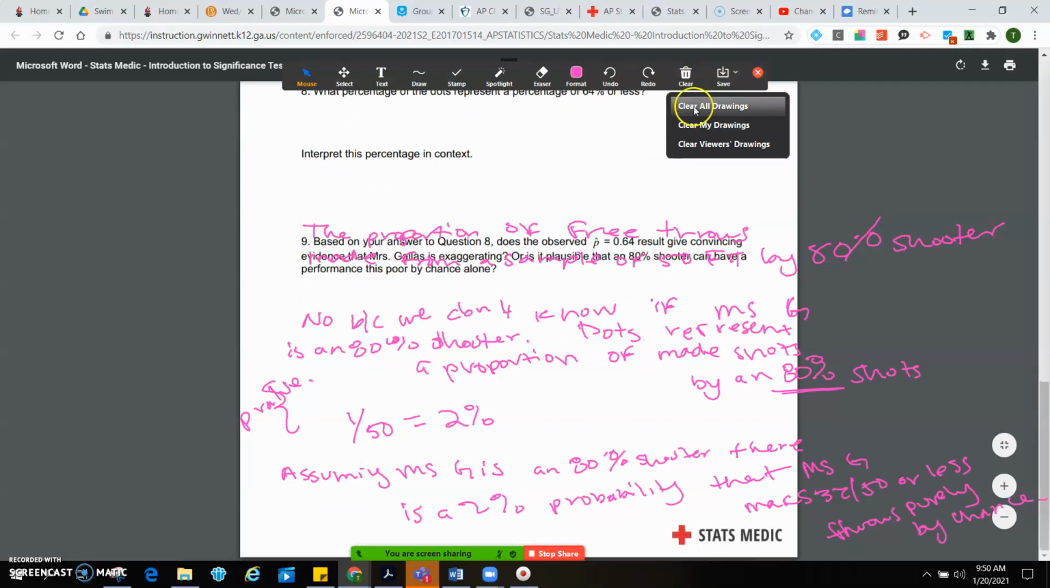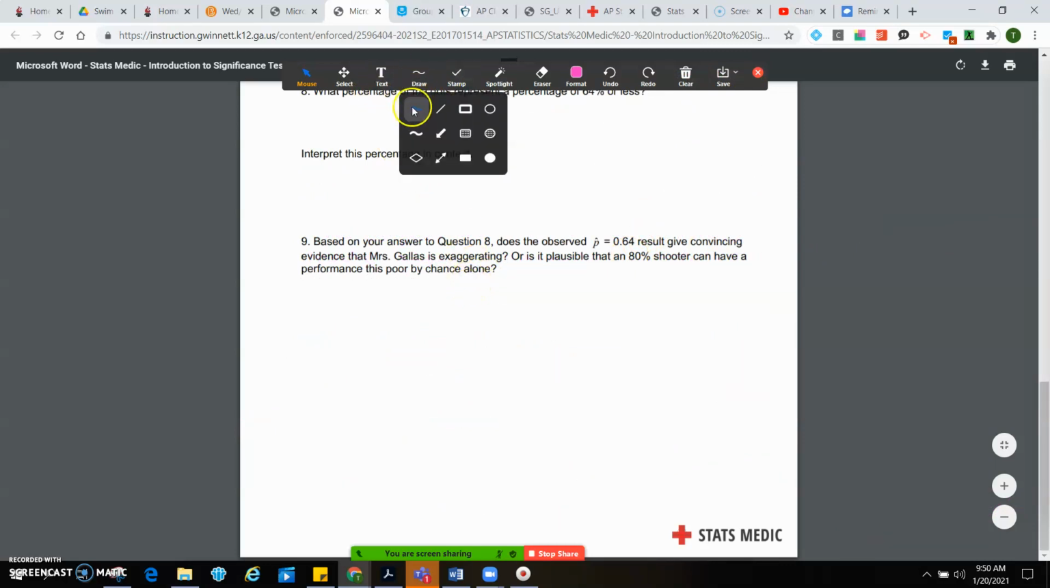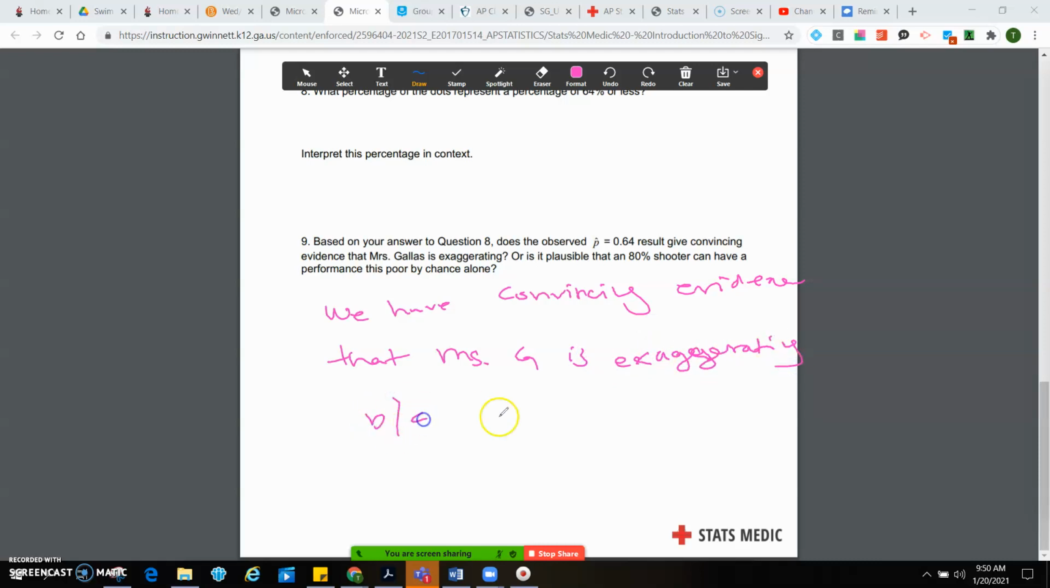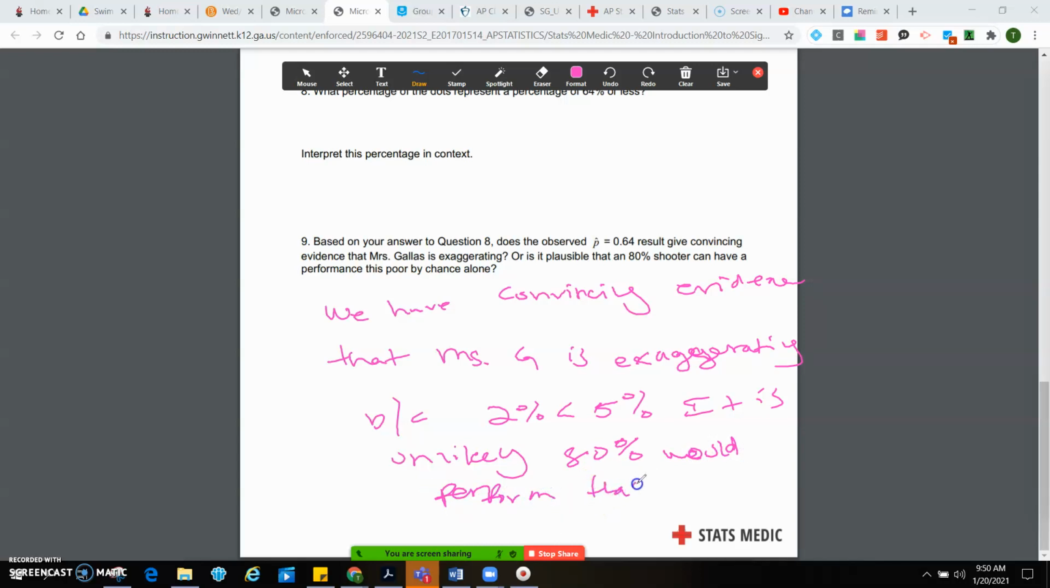And then it says on the last question, based on your answer to question 8, does the observed p-hat of 0.64 result in convincing evidence that Miss Gallus is exaggerating? Or is it plausible that an 80% shooter can have a performance this poor by chance alone? We have convincing evidence that Miss G is exaggerating. Because 2% is less than 5%. It is unlikely an 80% shooter would perform this bad. And this is your conclusion. Okay?